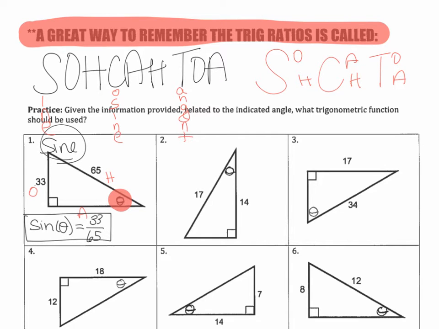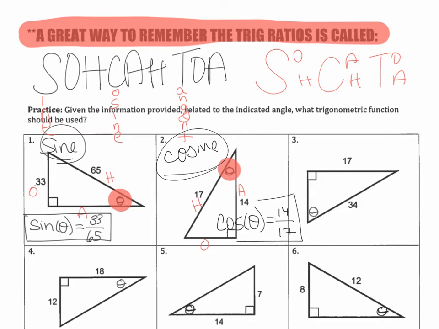So if we look at the next one, here's my reference angle. I'm going to label O, A, and H. The only values I have are for A and H. What trig function uses A and H? Well, that's cosine. So I would use the cosine ratio in this specific problem. So if I wanted to create my equation, I would say cos of my reference angle equals 14 over 17. And this would be the equation that I would set up.